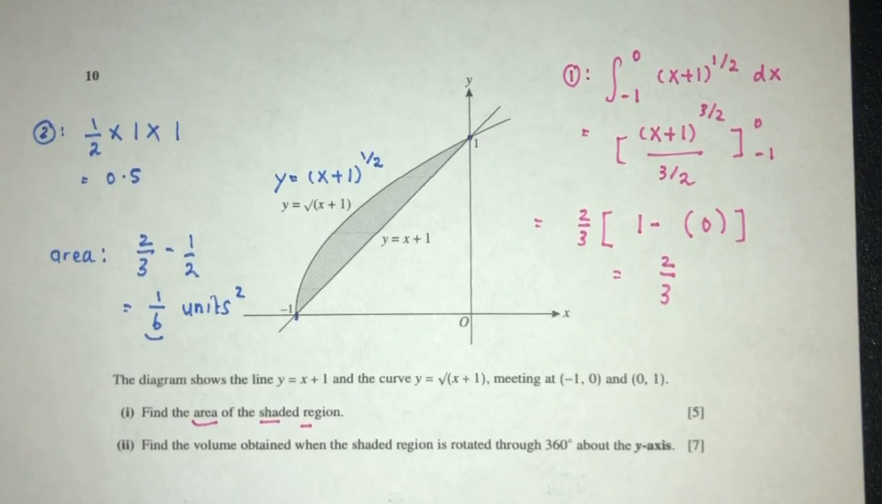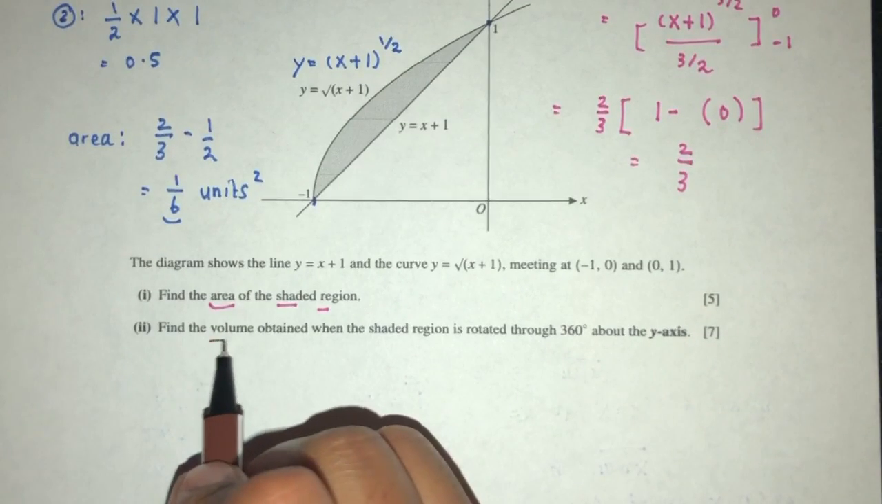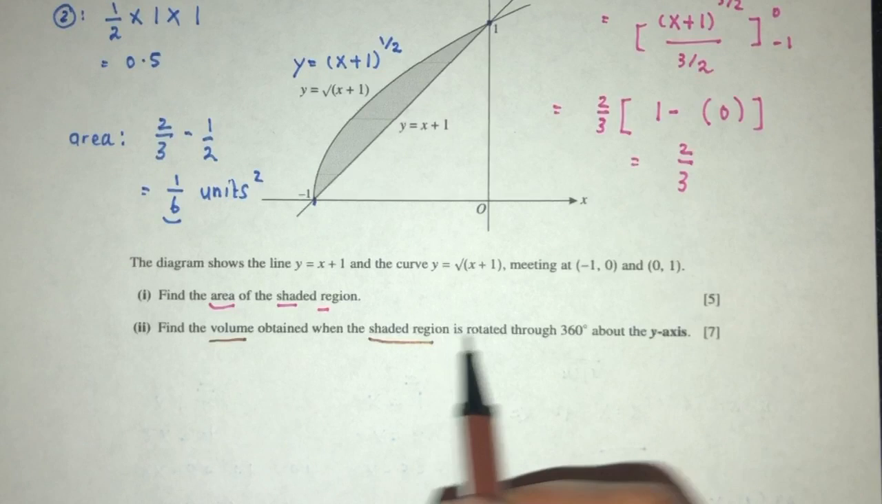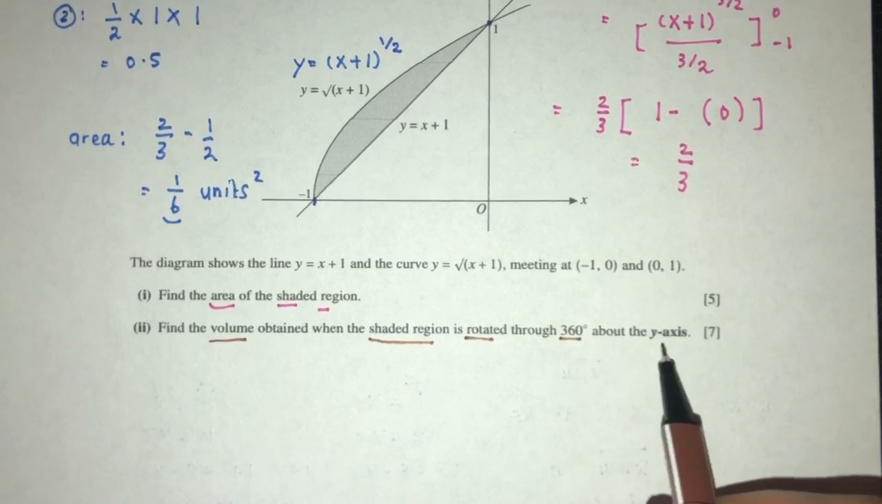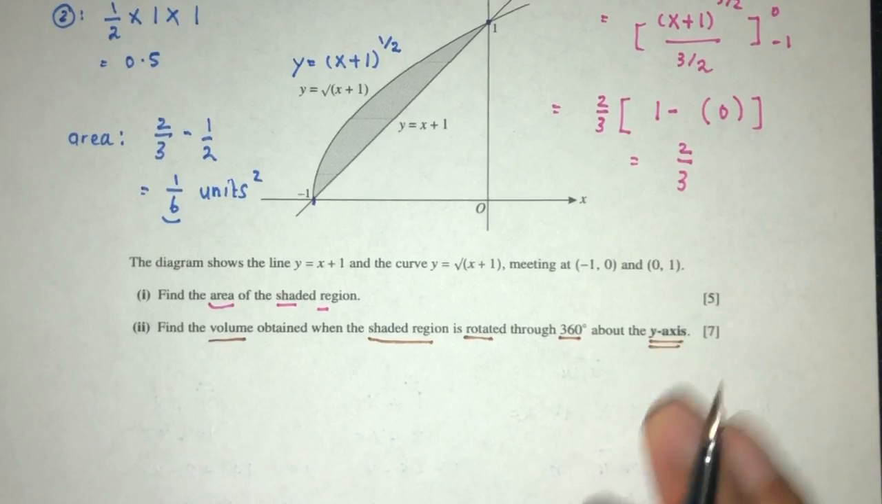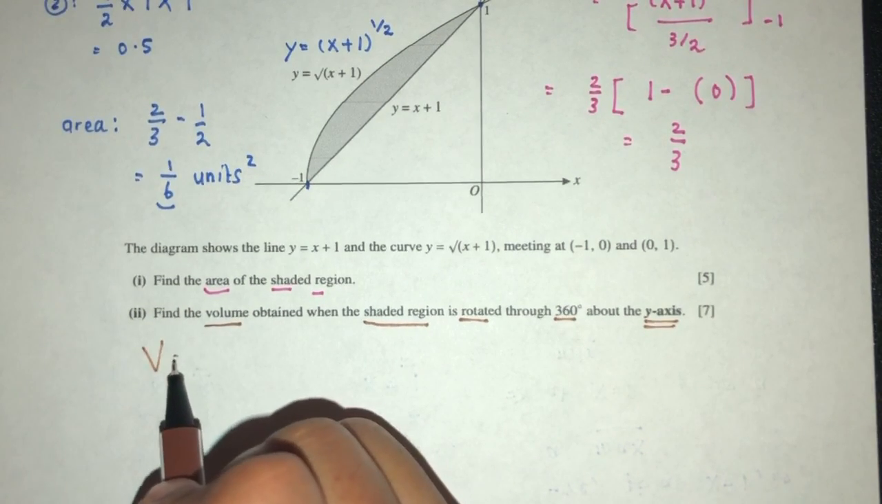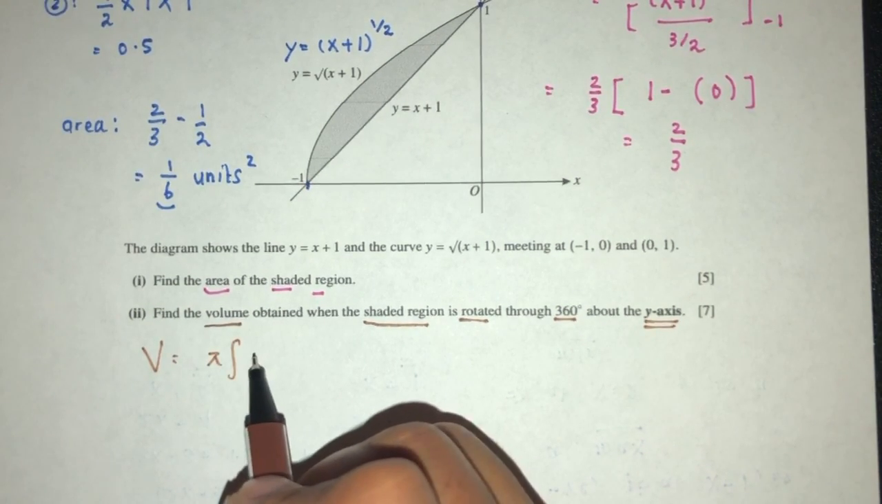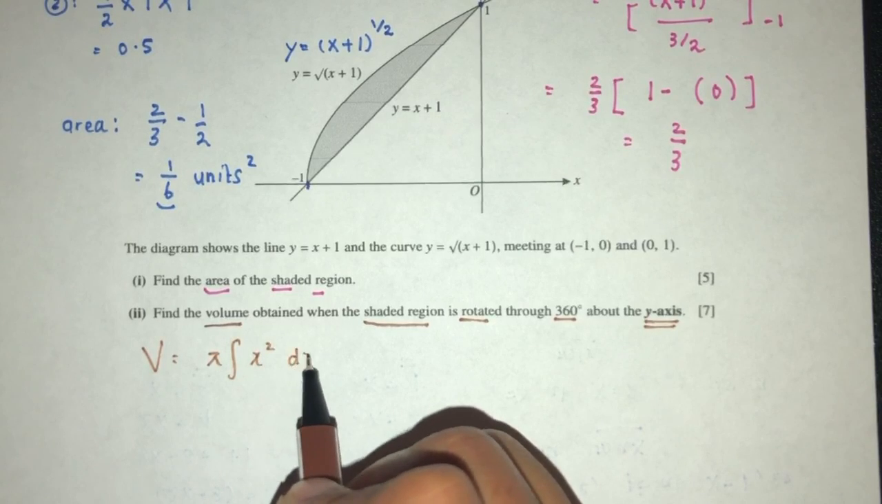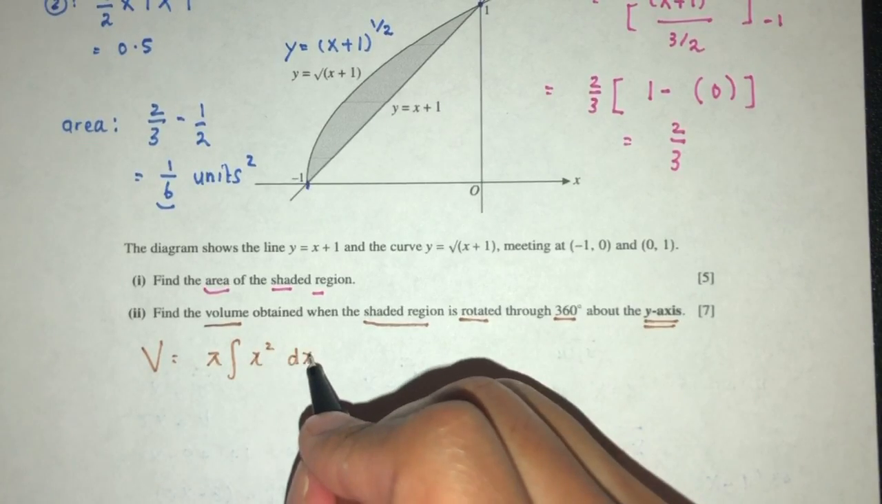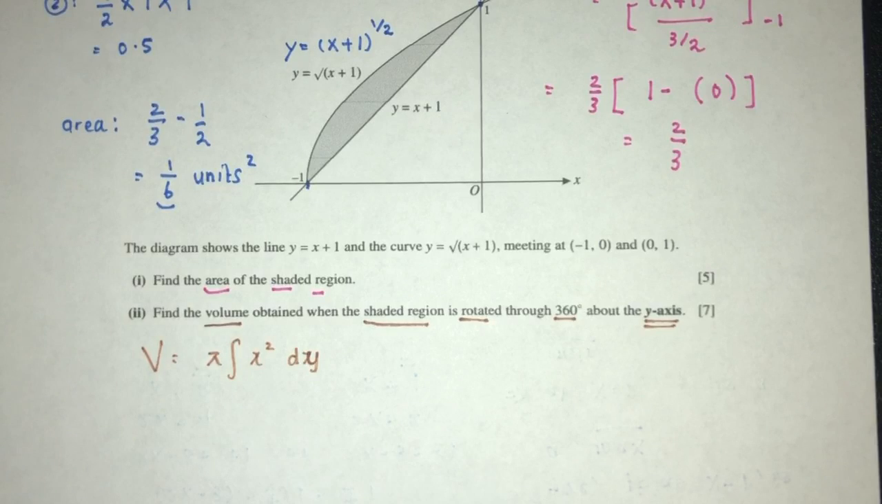Now let's move on. We have to find the volume obtained when the area is rotated 360 degrees about the y-axis. Here, as you can see, it is about the y-axis. What is the formula we know for rotation about the y-axis? Volume will be pi times the integration of x squared dy, because it is the y-axis. This is how you usually find this.